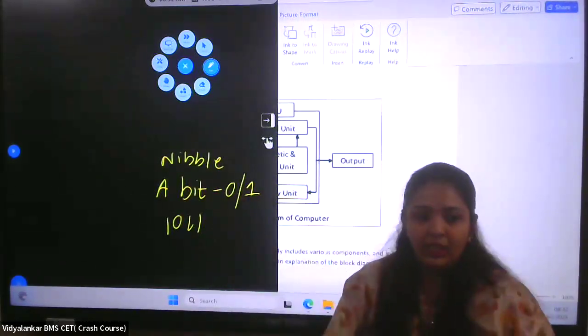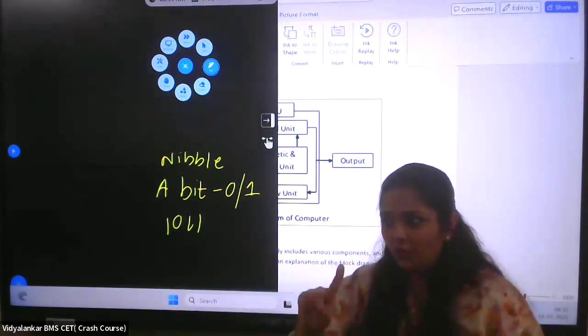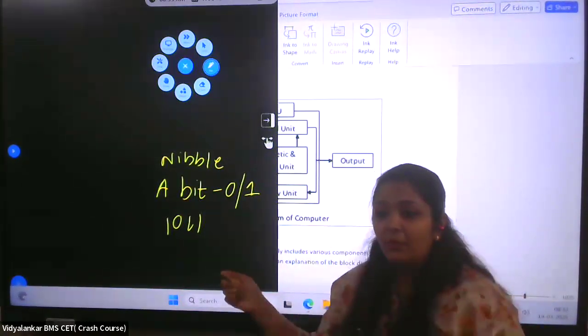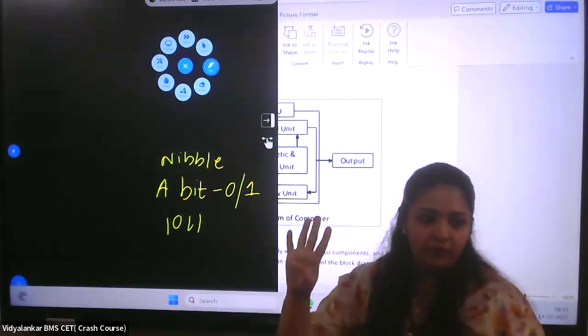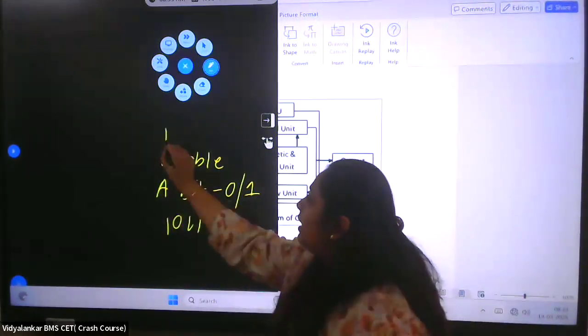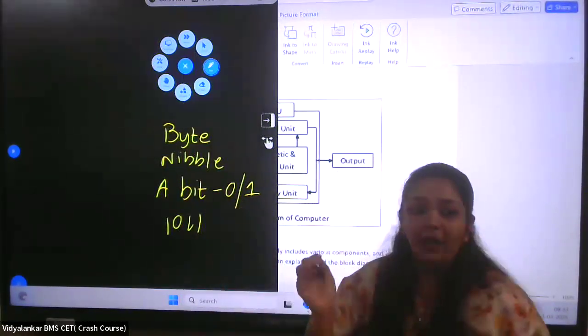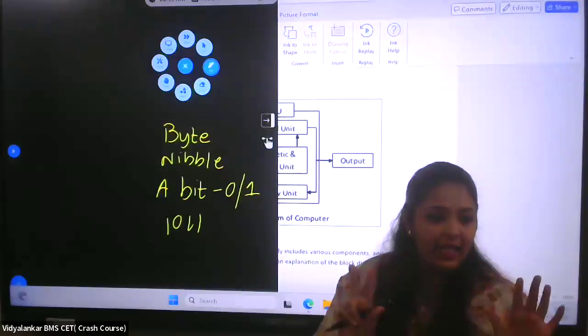So if I ask you, a bit means either 0 or 1. And a nibble has how many bits? Can you count the number of bits? 4. And then if I talk about this term called byte, which you have heard, a byte means how many bits? 8 bits.